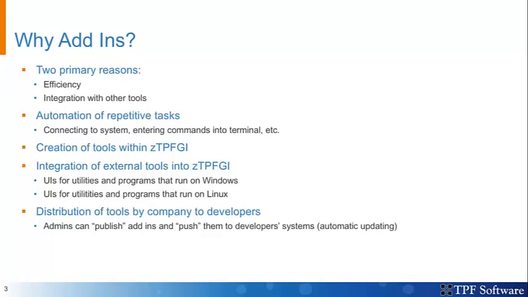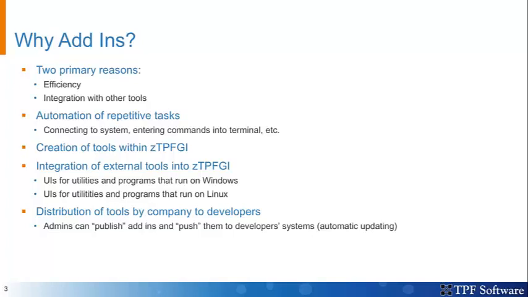Another primary reason is integration with other tools. The add-ins API would allow you to call out to Windows and have the other tool do something for you, or it would allow maybe an interface for the tool to appear within the application. For example, if the tool had a web page, or it might be a utility that runs on Linux that you can call, and you can do that from add-ins.